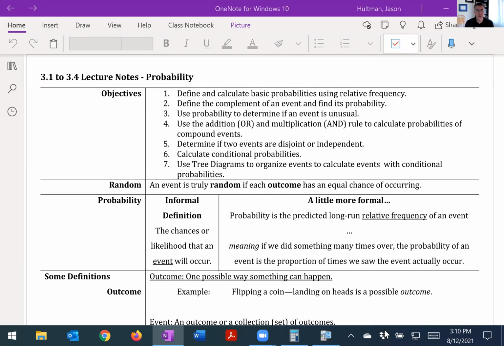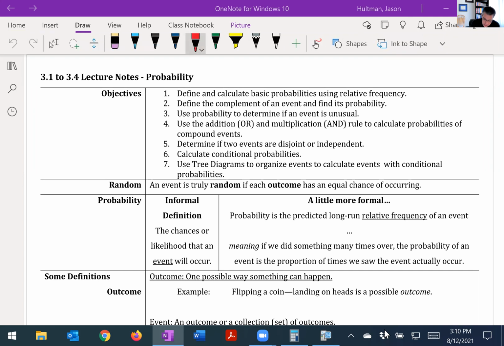Okay, welcome back, students. Let's cover 3.1 to 3.4 today, or actually 3.1 to 3.2 in this session. The objectives are going to be to define and calculate basic probabilities using relative frequency, define the complement of an event and its probability, and use probability to determine if an event is unusual. So that's what we'll be covering in this video.